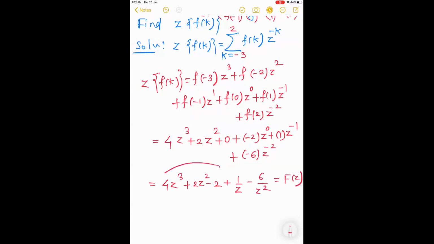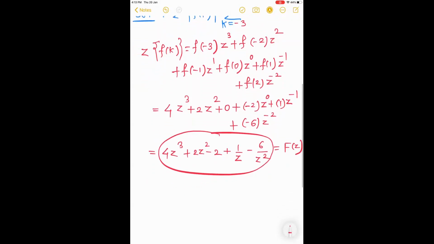It's a polynomial expression. You got it? Which is a function of z. Are you following or not? Yes, madam. So we will now take the standard sequences and see how they will give you the answer for F of z. Let us calculate this one.